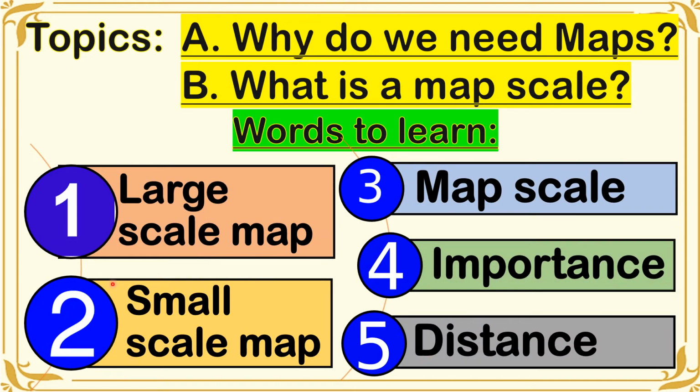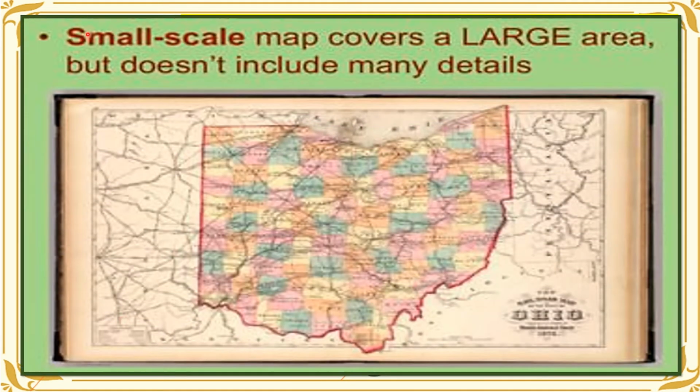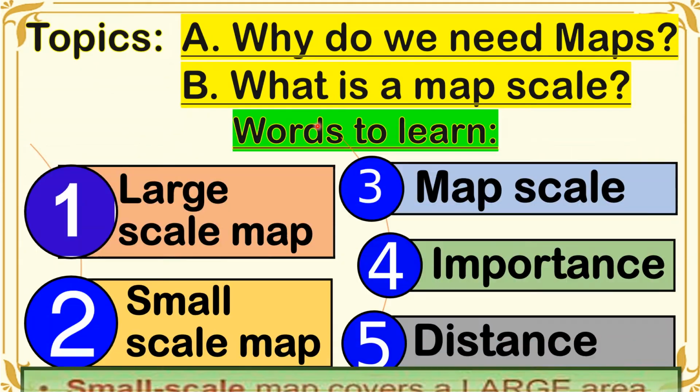Next, we have small scale map. Small scale map covers a large area but doesn't include many details. So large area, small details. As you can see, class, this one covers a lot of area, or a large area, but it doesn't show us a lot of details.